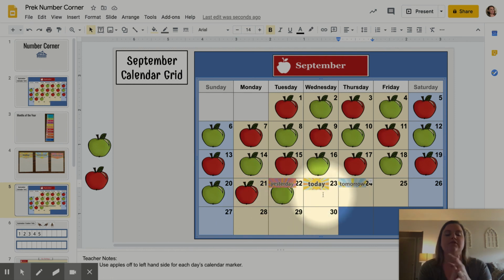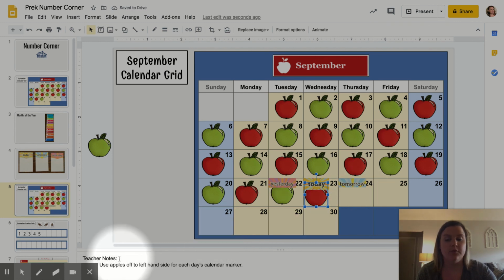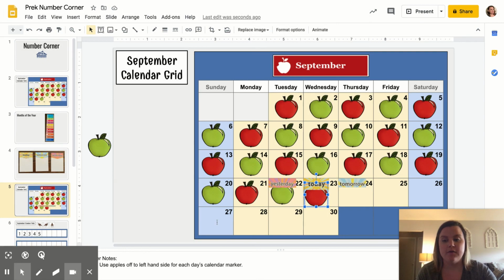So what color apple do you think we should put in here today? All right, it is a red apple. We are going to put the red apple here today. Red. So if today is a red apple, what do we think tomorrow's apple might be? We will come back tomorrow and find out.